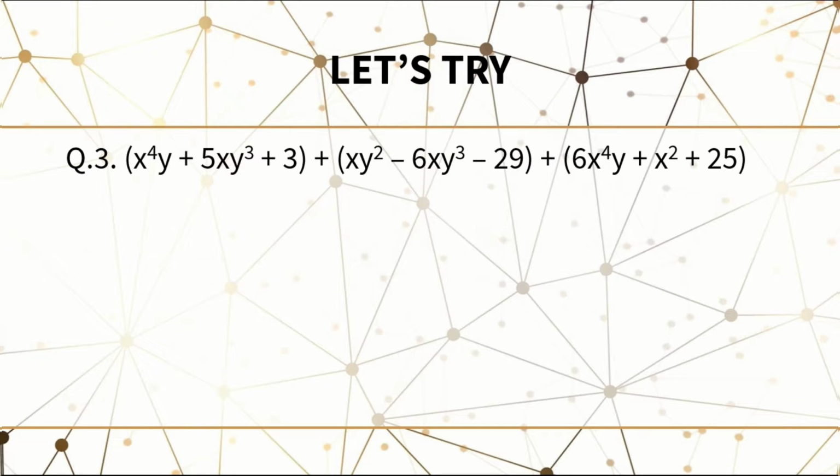We have to add x to the power of 4y plus 5xy cubed plus 3 plus xy squared minus 6xy cubed minus 29 plus 6x to the power of 4y plus x squared plus 25. Take your time in answering this, so you may pause the video kung gusto niyo sagutan. But here is the solution.